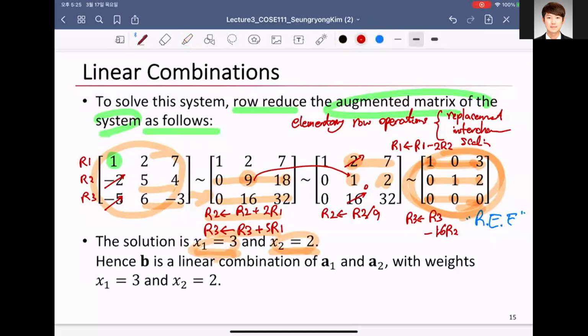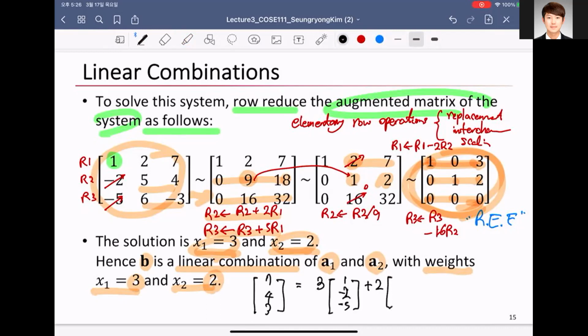So in this case, P is a linear combination of the A1 and A2 with weights 3, 2. X1 is equal to 3, X2 is equal to 2. In other words, P, which was 7, 4, 3, is a linear combination of 3 times A1, 1, -2, -2, -5, plus 2 times 2, 5, 6. Okay? This is the linear combination of the vectors A1 and A2.